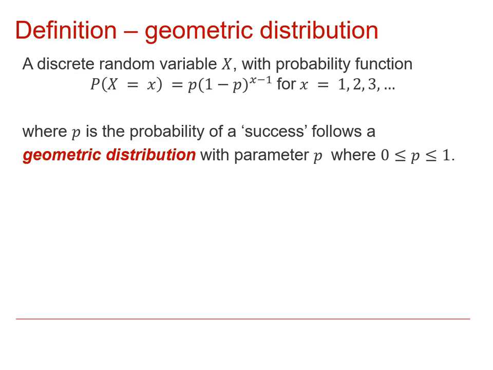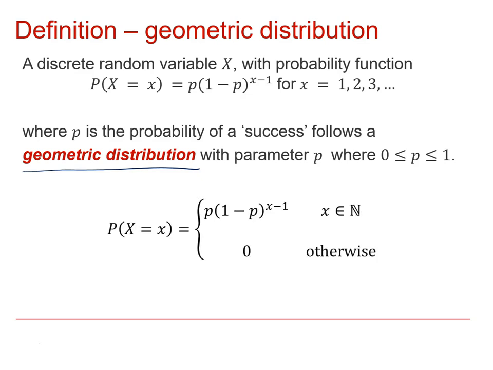So a discrete random variable with probability function, probability that X equals x is p times (1 minus p) to the x minus 1, for x equals 1, 2, 3, and so on, where p is the probability of success, follows a geometric distribution with parameter p, where that p must lie between 0 and 1. More formally, we would say the probability that X is x is p times (1 minus p) to the x minus 1, for x a member of the natural numbers, otherwise known as the positive integers, or 0 otherwise.